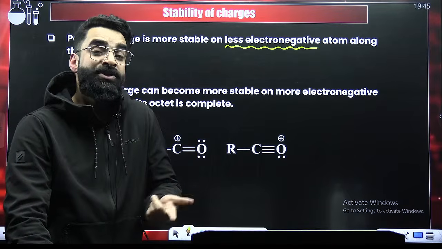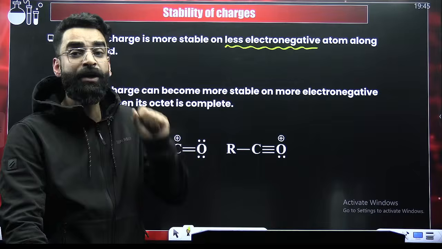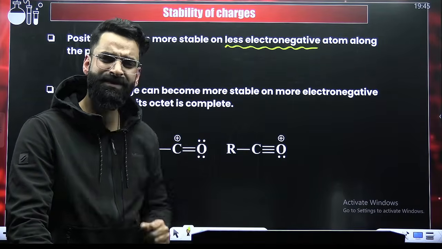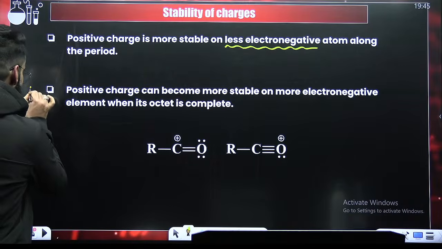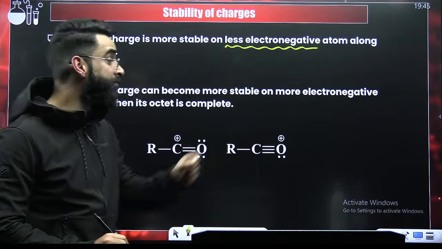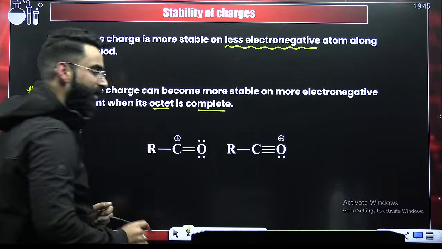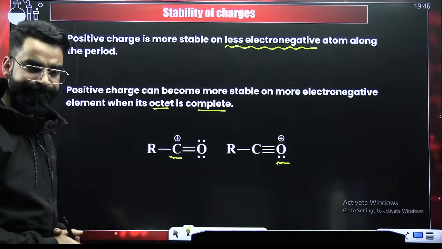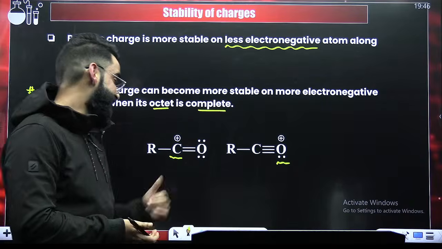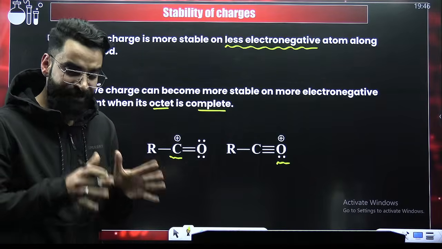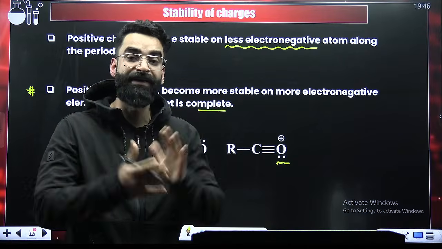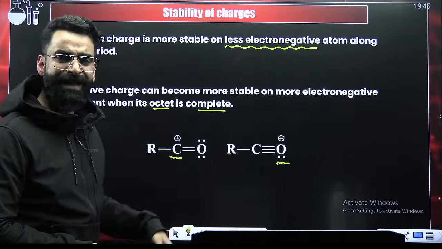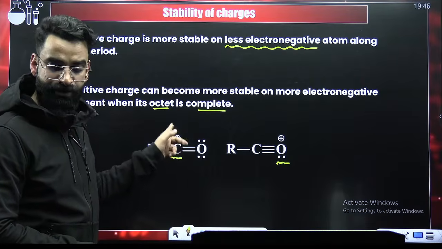Now, can positive charge become more stable on more electronegative element anytime? Sometimes. For that, remember this particular statement: positive charge can become more stable on more electronegative element when its octet is complete. What does that mean? Look at this particular carbon carrying positive, and this particular oxygen, again carrying positive. Carbon and oxygen belong to the same period, and positive charge is more stable on less electronegative element. Carbon is less electronegative than oxygen, so technically, positive charge on carbon should be more stable.